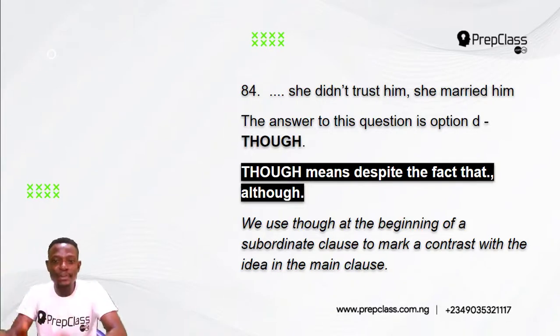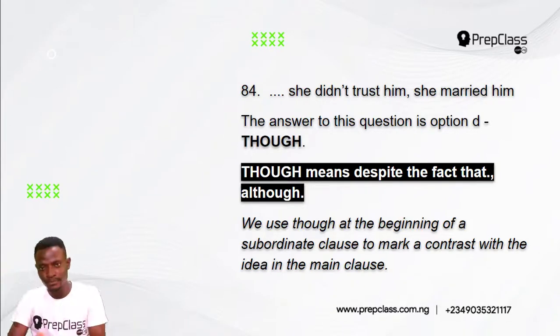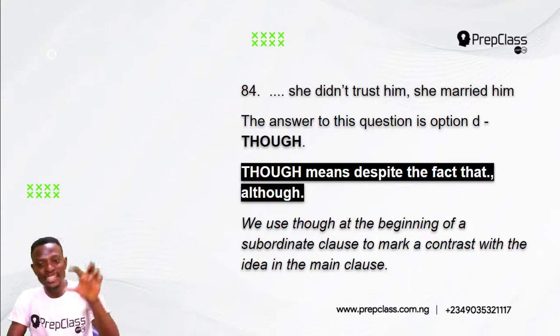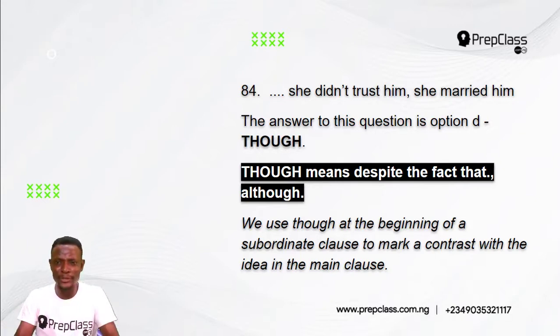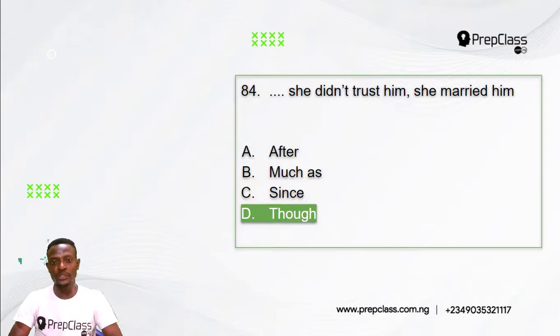The idea in the main clause is she married him. Though she didn't trust him is the subordinate clause, and it marks a contrast with what is happening in the main clause, which is she married him. You didn't trust him and you married him. That's weird. So the answer to this question is option D. Though she didn't trust him, she married him.